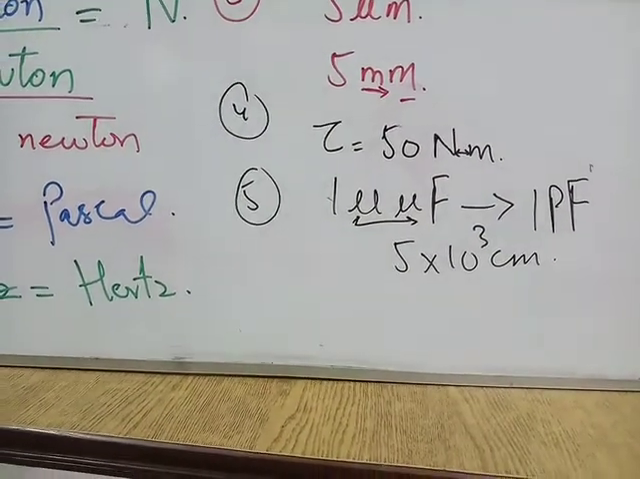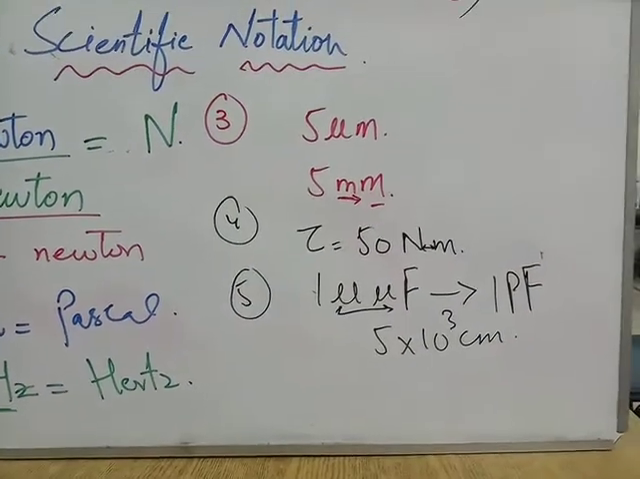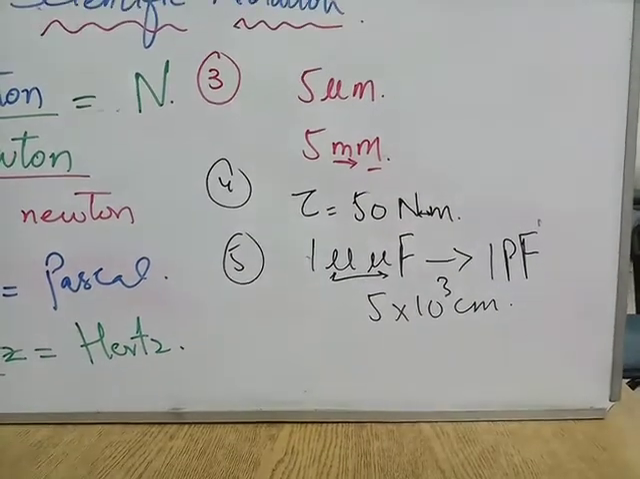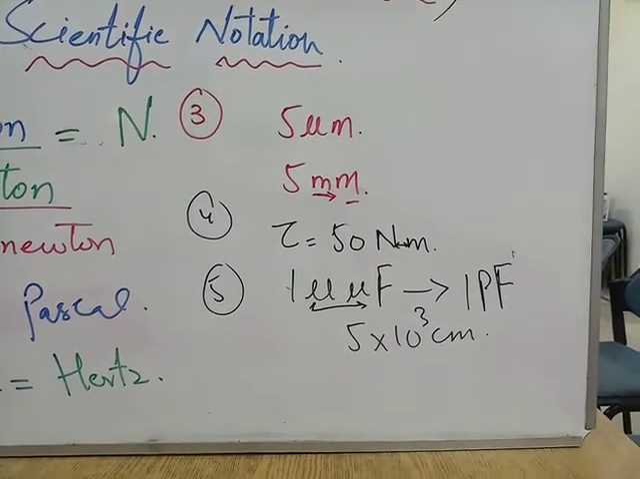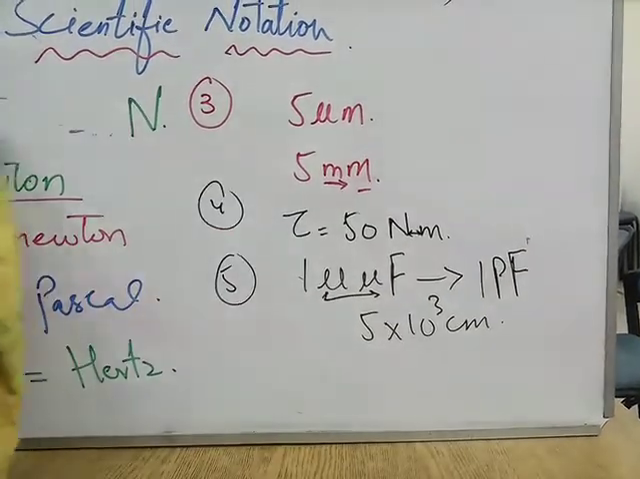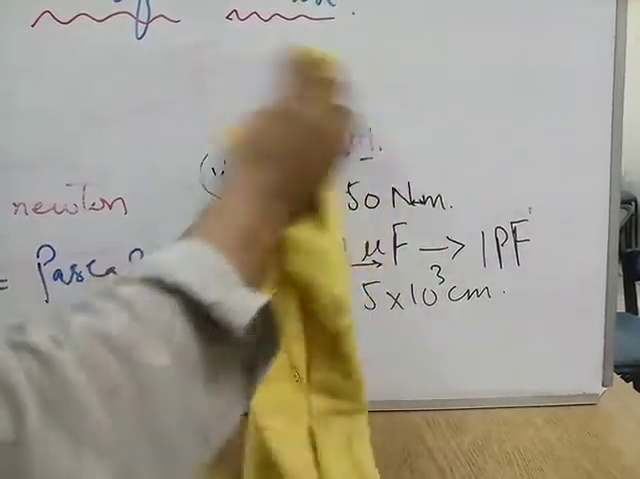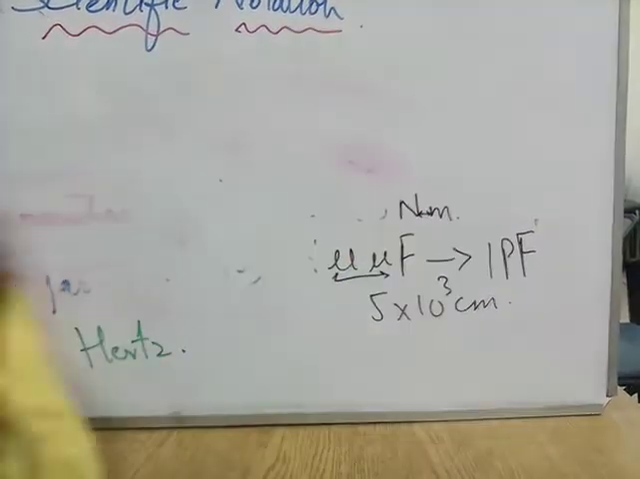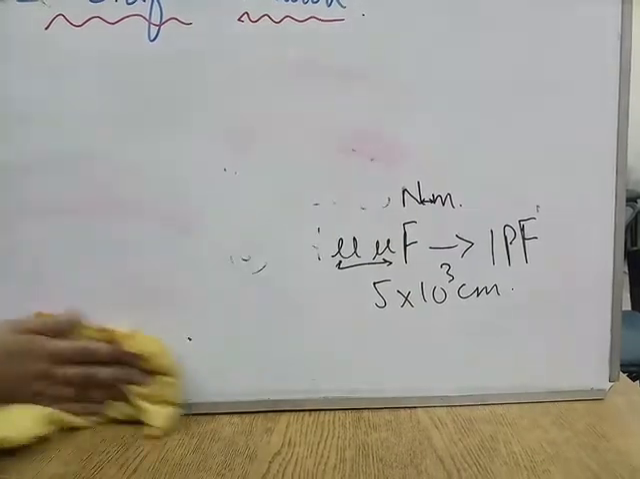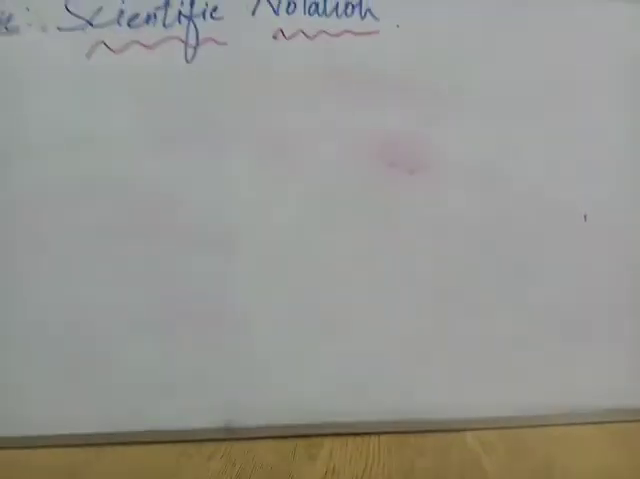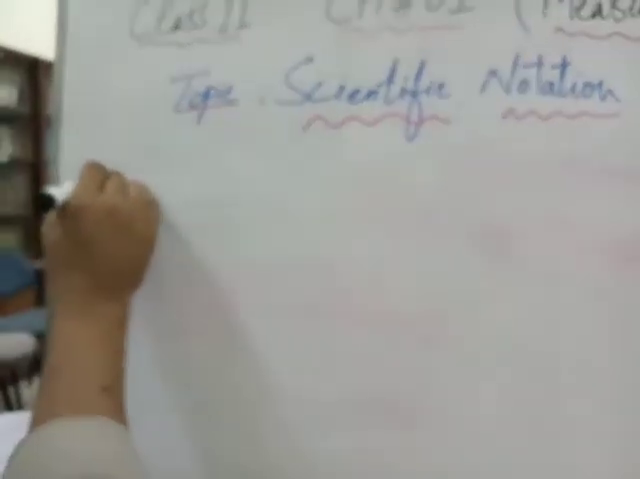So number 6: when a multiple of a base unit is raised to a power, the power applies to the whole multiple and not just the base unit. This is the most important convention. So students, this is important for numericals also, because you will make mistakes there if you do not remember this point. This is number 6.